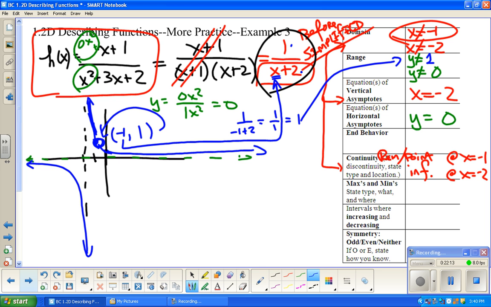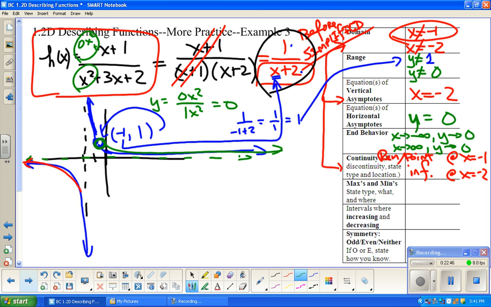Okay? All right, let's take a quick peek at end behavior. We've got to fly through this. As I go way, way, way to the left, oh, sorry, I'm going to change colors on you, because I want that stuff to go together. As we go way, way, way to the left, y approaches 0. As we go way, way, way to the right, y approaches 0. Okay. Maximums and minimums.